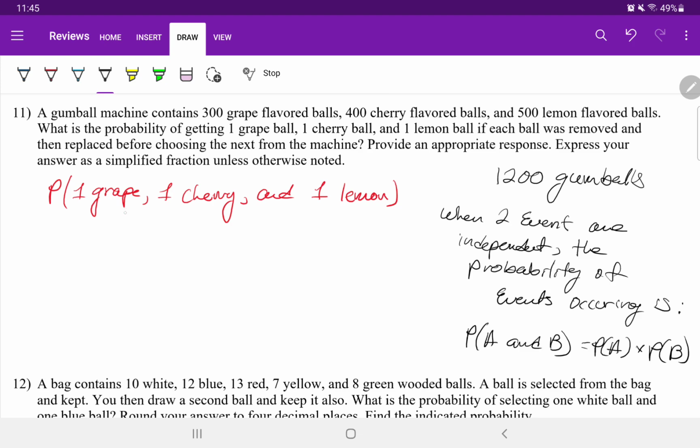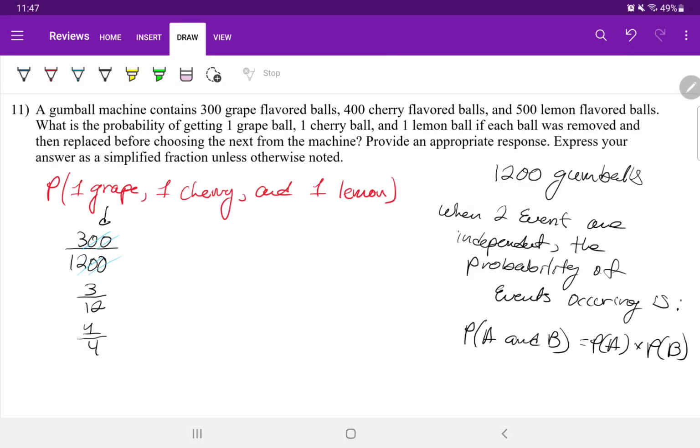So, let's find the probability of having one grape. There are 300 grape candies out of a total of 1,200. So that's going to be 300 over 1,200. You must reduce your fractions. These numbers both end with two zeros, so I can simplify that out. That gives me 3 over 12. And 3 twelfths can be reduced to 1 fourth. Now, if I choose a grape gumball, a gumball is then replaced. So that means there are still 1,200 for my second selection.